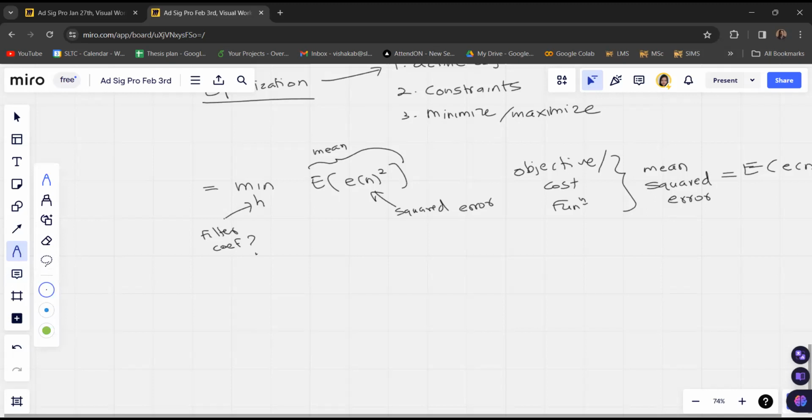When we find these optimal values of the filter coefficients, let's say I denote the optimal filter coefficients by this vector. So we are now going to compute those optimal filter coefficients.